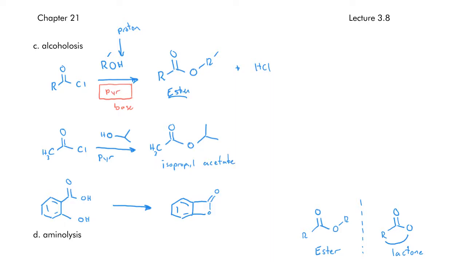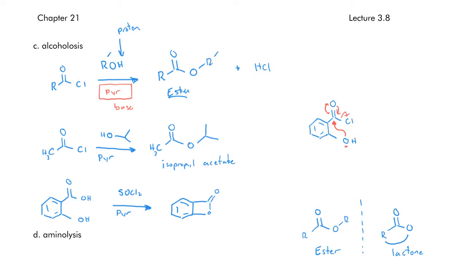Well, if we treated it with thionyl chloride in the first step, that would convert the carboxylic acid into an acid chloride. And then the nucleophile, that nucleophilic OH of the alcohol, would spontaneously cyclize with that and displace the chloride in a nucleophilic acyl substitution reaction. And that would give us our lactone.